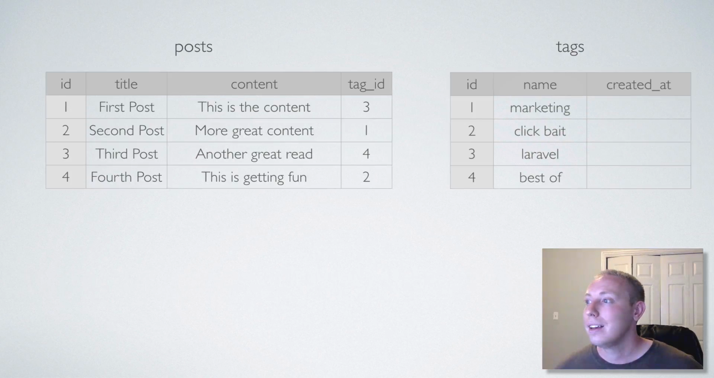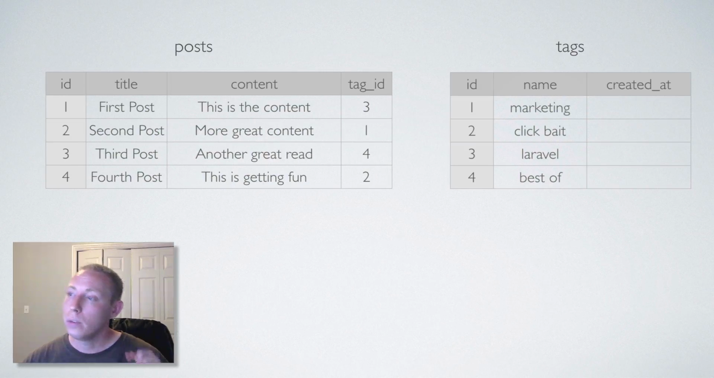And so what we need to do is create an intermediary to basically bridge the gap between our two models here. So here we've got our post model, we've got our tags model. We've been seeing these tables before, and what I want to show you is how we can connect these effectively, okay?